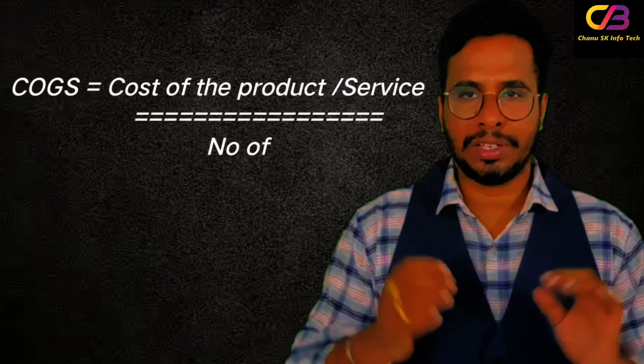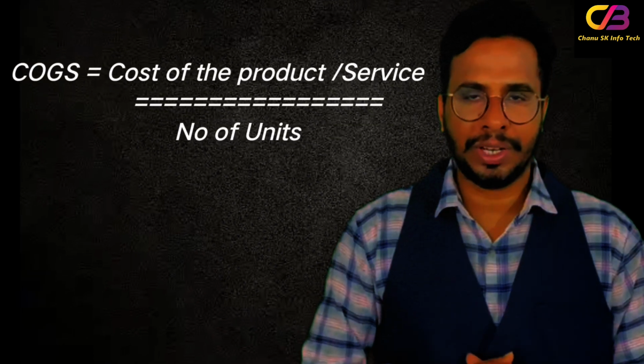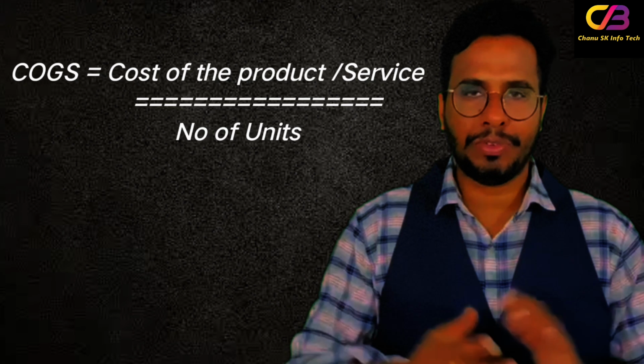If you want to calculate the cost of goods sold of a particular product or service per unit price, then this is the formula. Cost of goods sold of the particular product or service divided by the number of units, then you will find the COGS per unit price.